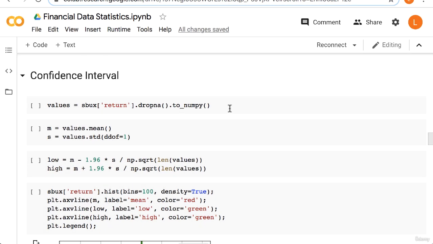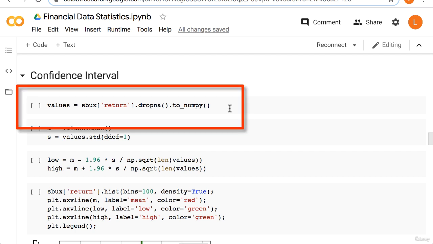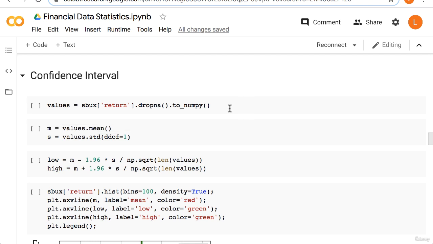In this lecture, we are going to look at the code that will look for the confidence interval of our stock returns. As usual, you can look at the title of the notebook to determine what notebook we are currently looking at. To start, we're going to convert all of the Starbucks returns into a NumPy array. We'll call this array values.